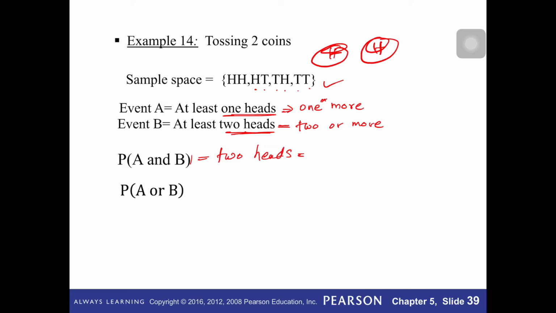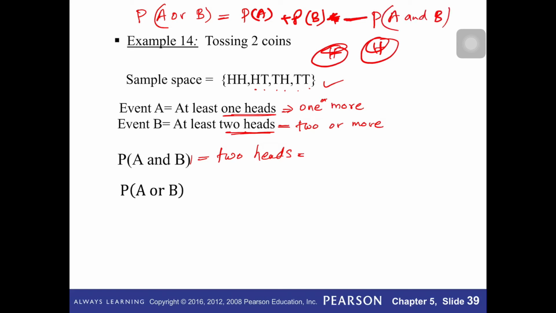You can use your general additive rule for A and B. What is your rule? I will write it down on top of this page. Probability of A or B equals probability of A plus probability of B minus, do not forget it, probability of A and B. Okay. This is the general additive rule. So you have to find A and B, you have to find this part. So what do you have to do?